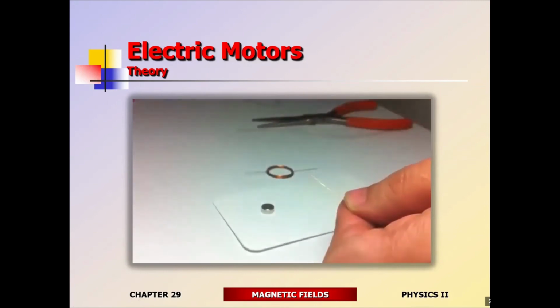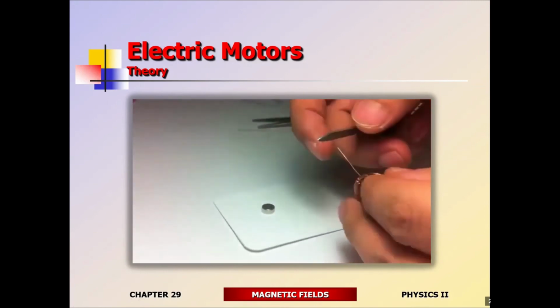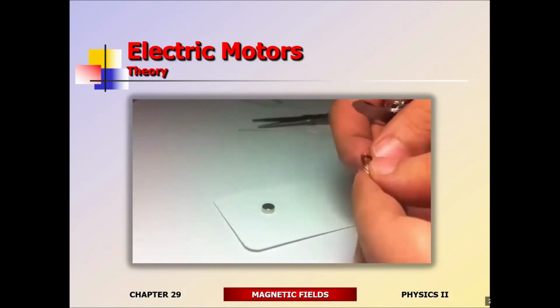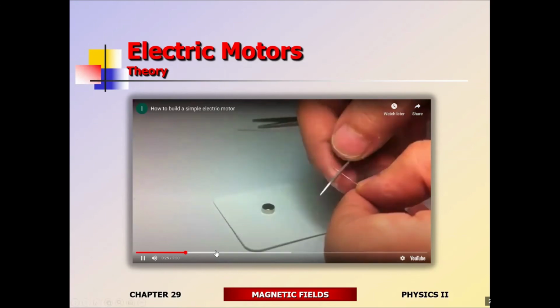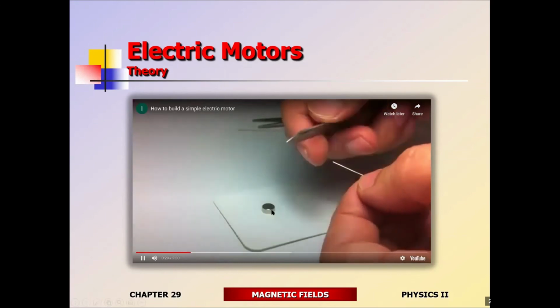If we were to do a lab, this is one of the labs that we'll be doing at Wabanzi. All right, so what you need to do is just get yourself a coil. I'm just gonna go forward with it. And then you got your permanent magnet.